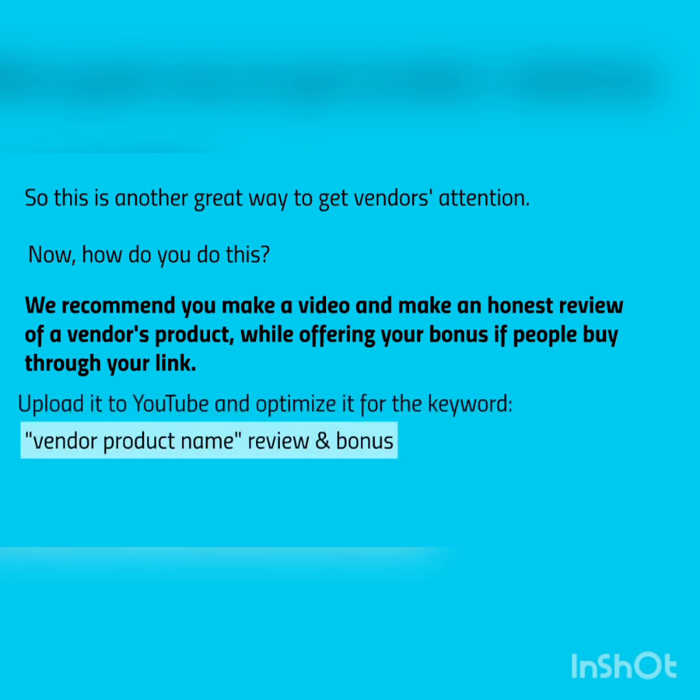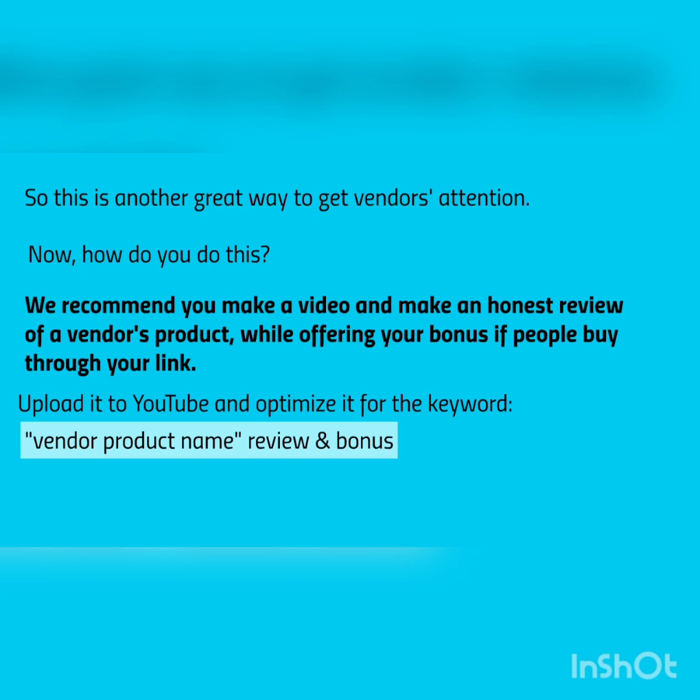So what we recommend that you do is you make that honest review, you upload it to YouTube, and you optimize it for the keyword "vendor product name review and bonus." Now, obviously you replace the vendor product name with the actual product name, and then you put review and bonus in the title and in the description. You upload it to YouTube, and then you become an affiliate and you promote it as an affiliate.